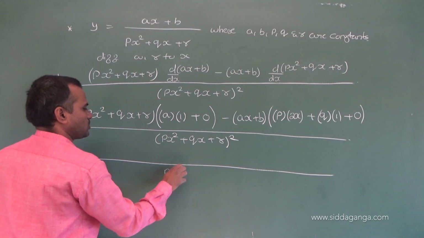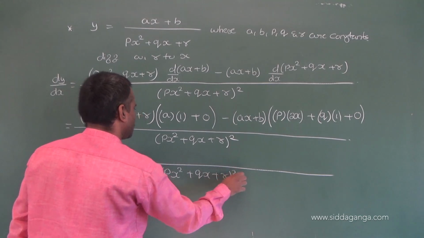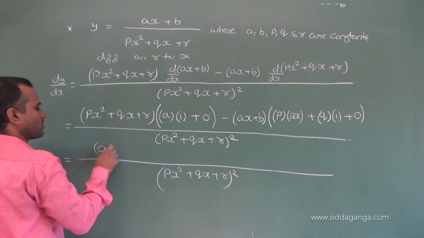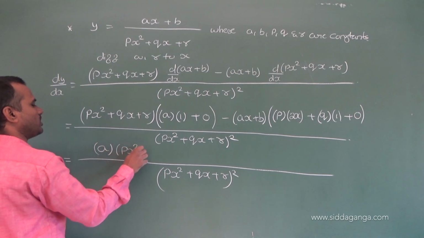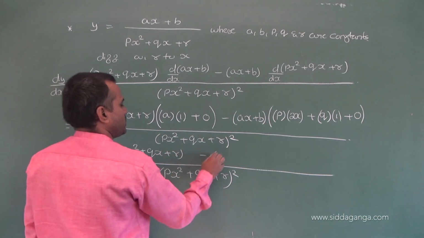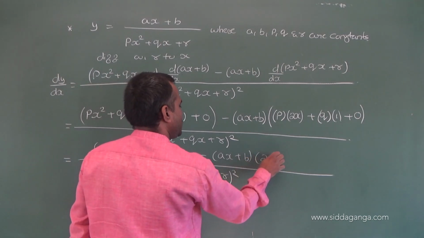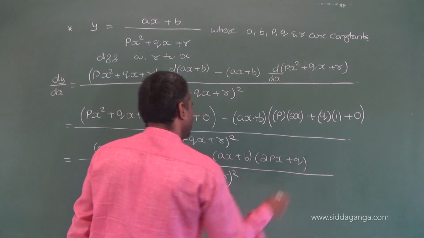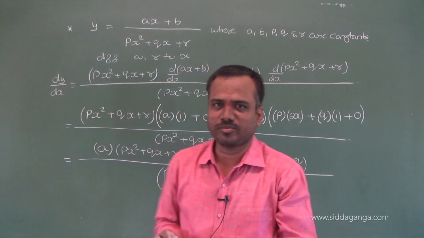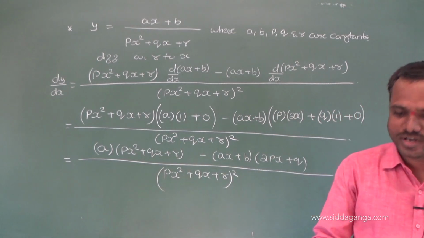We write one more step, okay. So (px square plus qx plus r) whole square. So a into 1 is a into (px square plus qx plus r), okay, minus (ax plus b) into (2px plus q). If you want, you can continue, multiply by a and multiply these two terms and simplify it. For me it is enough. See the problem very carefully. Next problem.